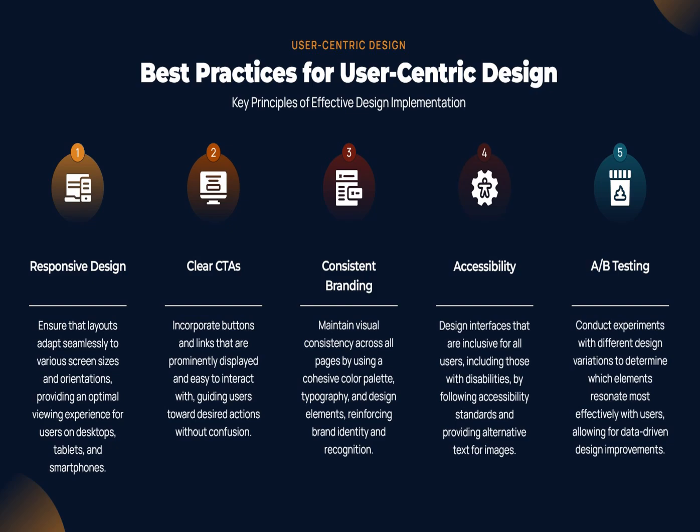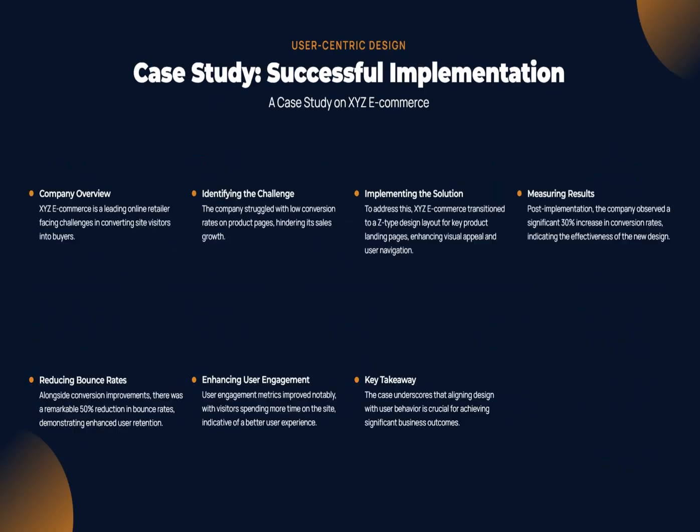Best practices for user-centric web design. Here are some best practices for implementing user-centric design. Start with user research. Gather insight through surveys, interviews, and behavior analytics to understand user needs. Iterate and usability tests. Regular testing helps refine usability and gather user feedback. Focus on accessibility. Ensure design meets accessibility standards to include all users. Optimize for scanning patterns. Apply Z-type and F-type design depending on the content and the user behavior.